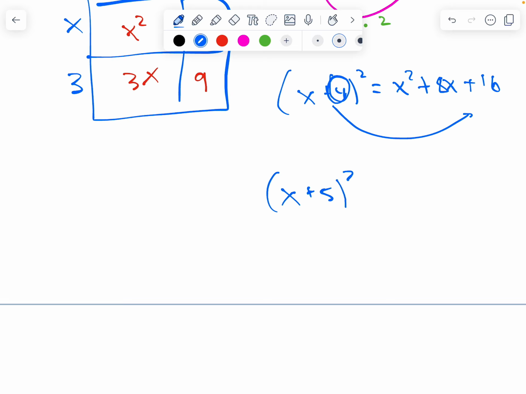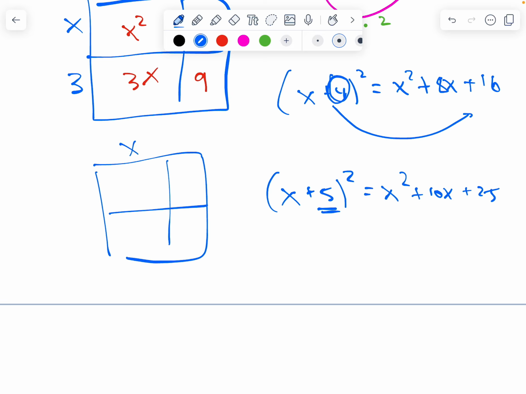X plus 5 squared. X squared, double the 5, and square the 5. Now I'll just show this in a box, just so we're feeling good about this. We got x and 5, x and 5. That's x squared, that's 5x, that's 5x, and that's 25. And that gives you the x squared plus 10x plus 25. Okay, that's everything that we're doing today.